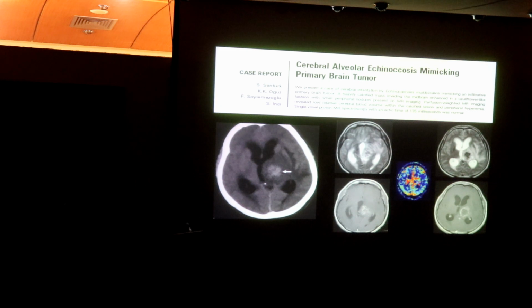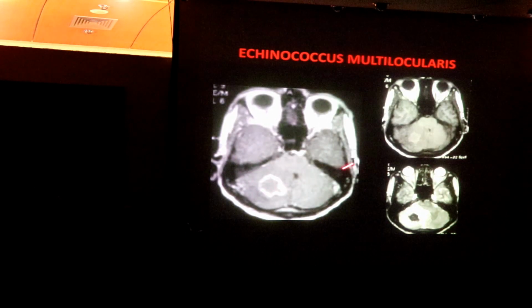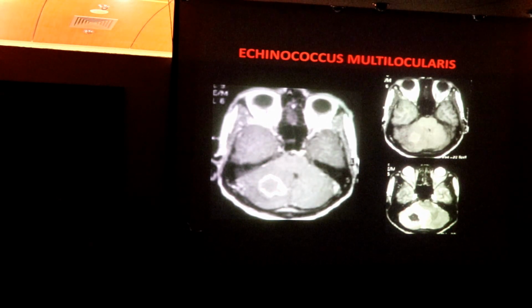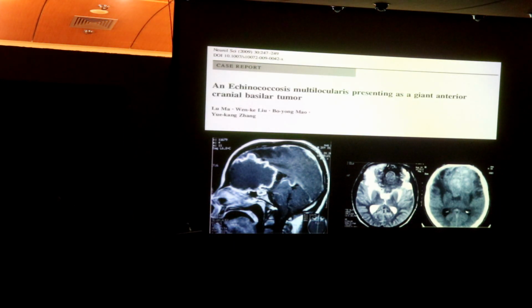You may think I'm exaggerating. This is a paper: cerebral and lower echinococcosis mimicking primary brain tumor. Would you ever think that this is Hydatid? So they can look like tumors. Again, another paper: echinococcosis presenting as a giant anterior cranial base tumor. Easily you can miss this as a tumor.